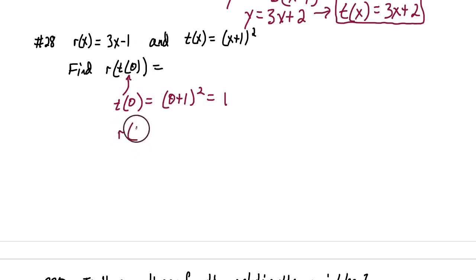So now let's find r of 1. Choose the rule for r and fill a 1 in for the x. And this answer makes 2.